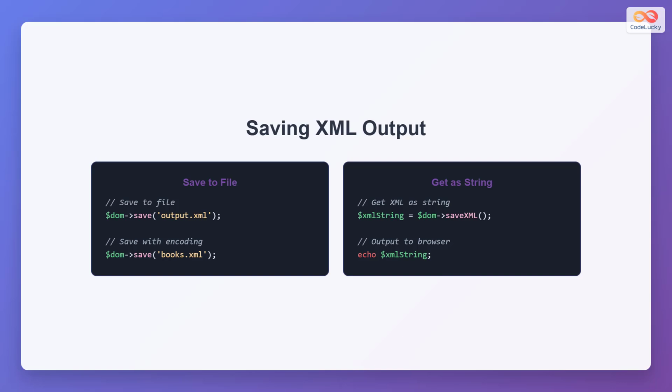After manipulating the XML document, you can save the output to a file or retrieve it as a string. To save to a file, use the save method and specify the file name, and to get the XML as a string, use the saveXML method and then output the string to the browser using the echo command.